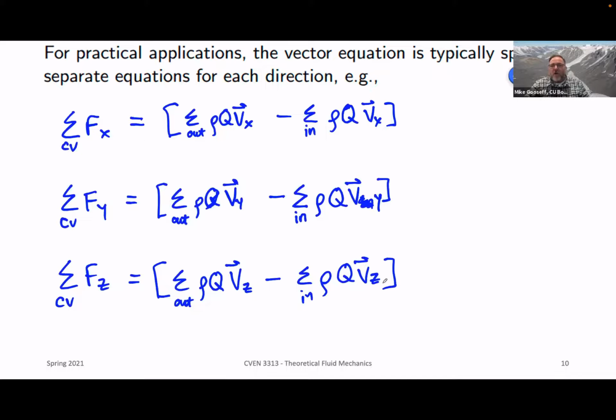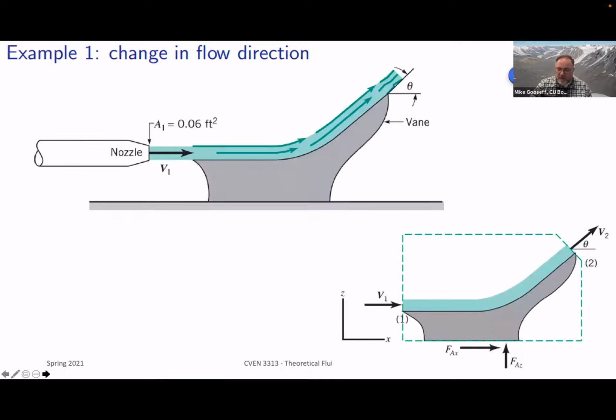Okay. But ultimately, the way we use this relationship is to try to estimate the reaction forces needed to hold something in place. And that something will have fluid moving through it in some way. Right? So we're taking the momentum of fluid moving through a pipe, let's say, and using that to figure out what kind of reaction force is required to keep that pipe in place, for example. All right. So our first example is going to look like this.